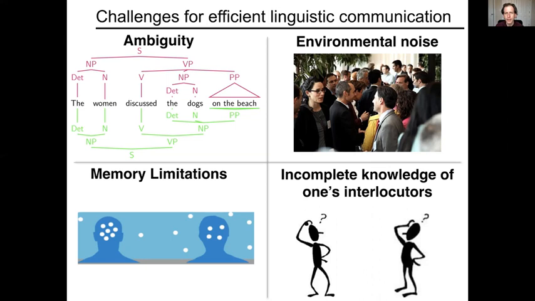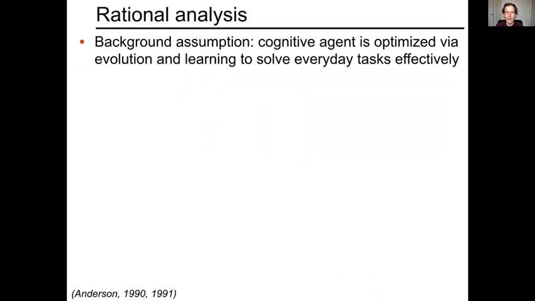Remember that during the course of the semester, we've been framing the hypothesis formulation and testing approach iteratively as the process of rational analysis. And just to review, there's a background assumption in rational analysis that cognitive agents like human language producers and comprehenders are optimized via evolution and learning to solve everyday tasks effectively. Language is very important for us to use successfully in order to succeed in our daily environment as social creatures. And so we're probably very highly optimized for it.